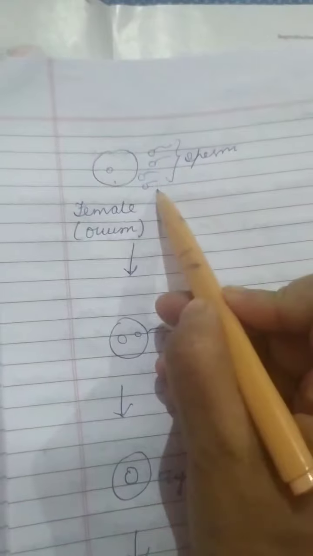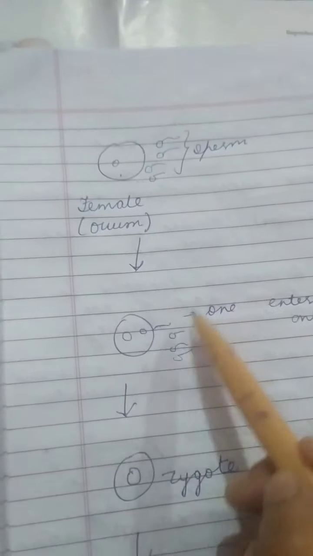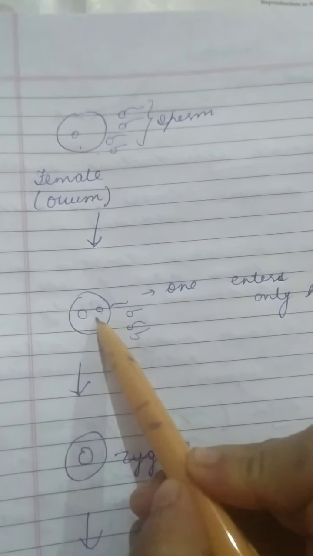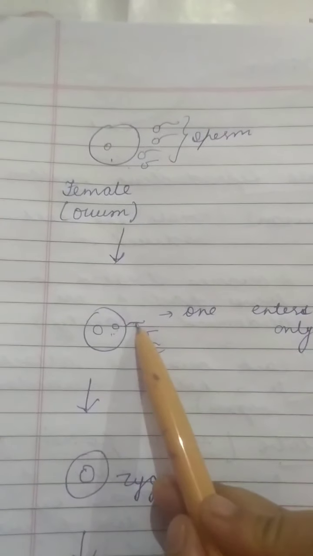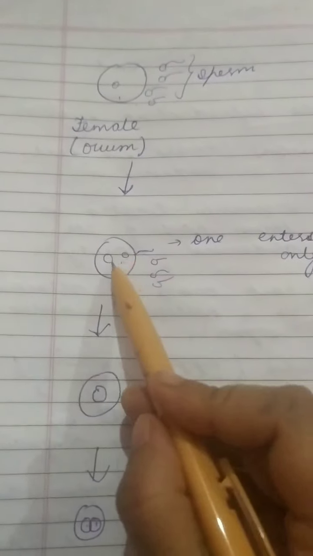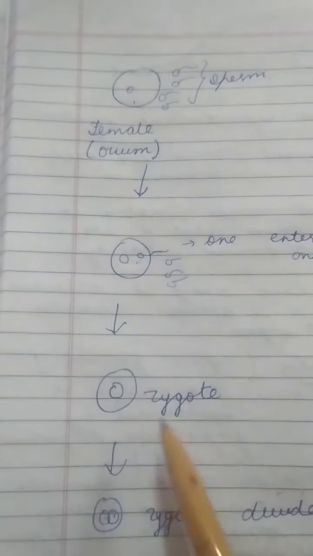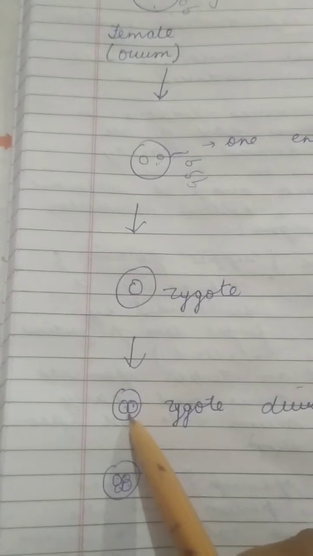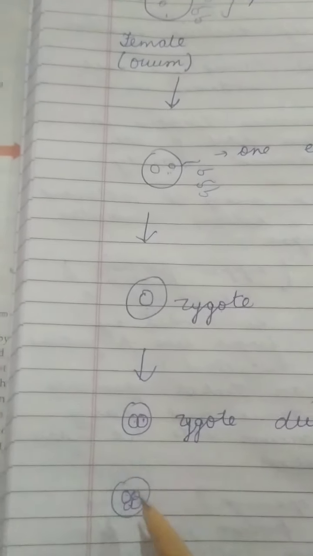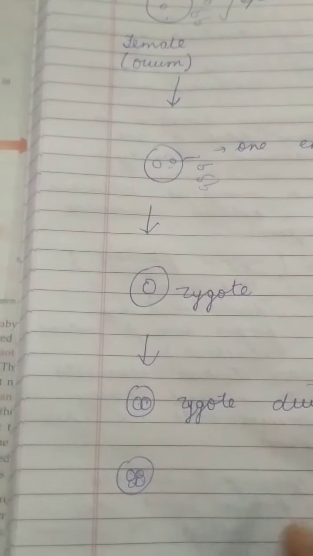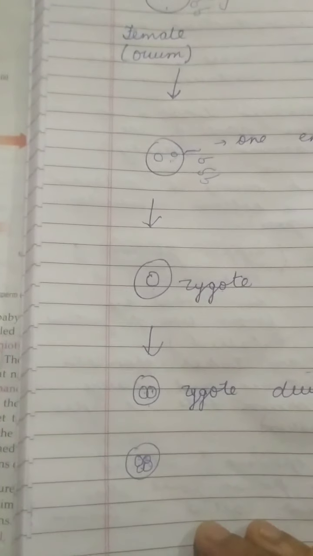Through this diagram it will also be clear. This is the female ovum and these are the many sperms. Only one sperm is able to come inside the female cell. Only the head part goes inside, the tail remains outside. Both fuse together to make a single zygote, and then the zygote divides, first into 2, then 4, then 8, and so on into numerous cells. So this is fertilization.